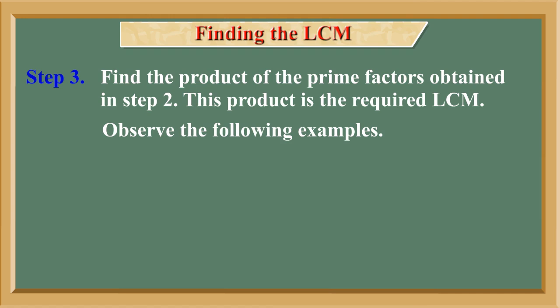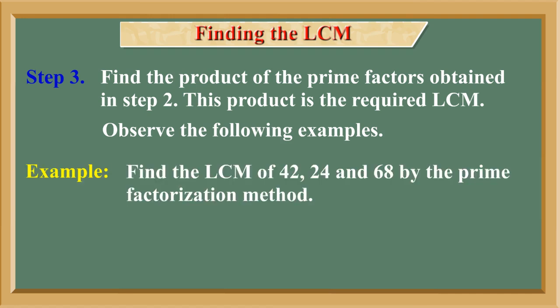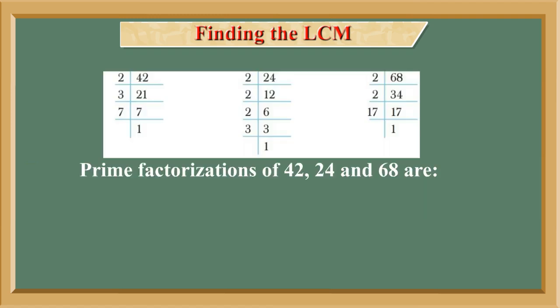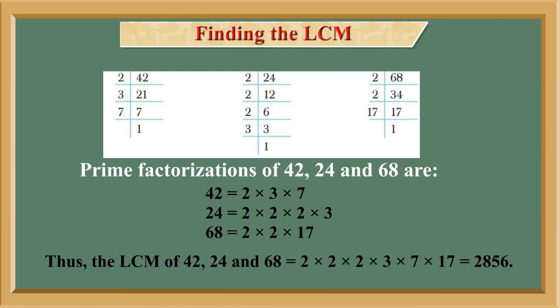Observe the following examples. Example. Find the LCM of 42, 24 and 68 by the prime factorization method. Solution. Resolving the given numbers into prime factors, we get prime factorizations of 42, 24 and 68 are. Thus, the LCM of 42, 24 and 68 is equal to 2 into 2 into 2 into 3 into 7 into 17 is equal to 2856.